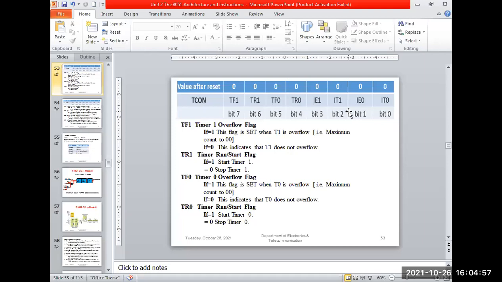Over, done, everyone? Yes, sir. Okay. Now let's understand. So it is an 8-bit register. We'll go from the LSB to the MSB.